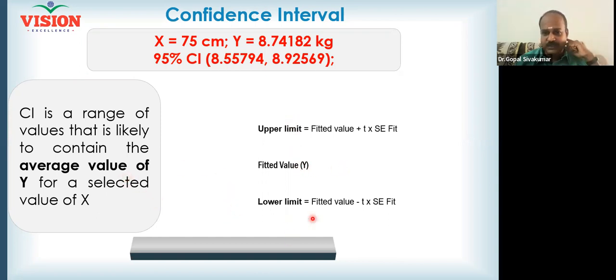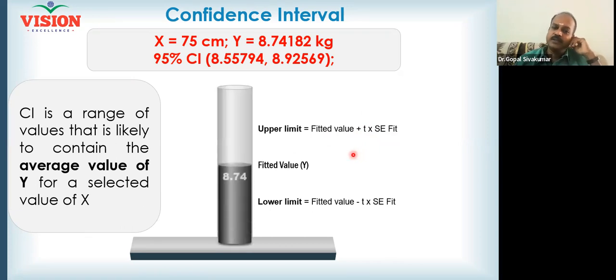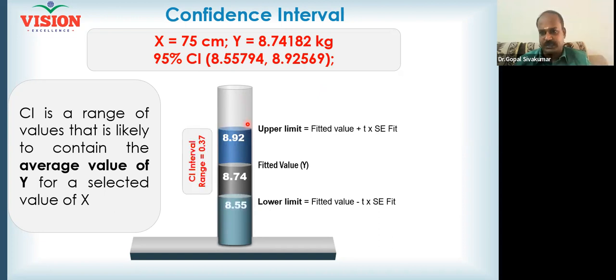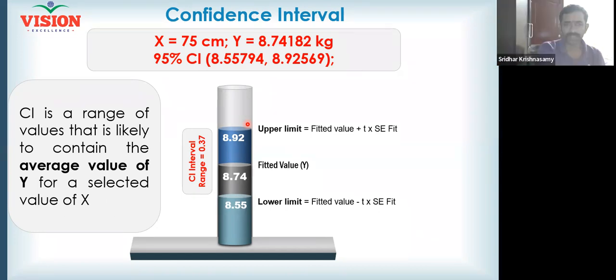The confidence interval formula I have written here: fitted value plus or minus the t statistic times the standard error of the fit. See here, this is the fitted value, 8.74. When I substitute, 8.74 is coming. And now the confidence interval will have an upper limit and a lower limit. You know the upper limit is 8.92, the lower limit is 8.2. The gap between the upper limit and the lower limit is the width of the confidence interval. How much is the range? 0.37. And that means the value will be within 0.37.